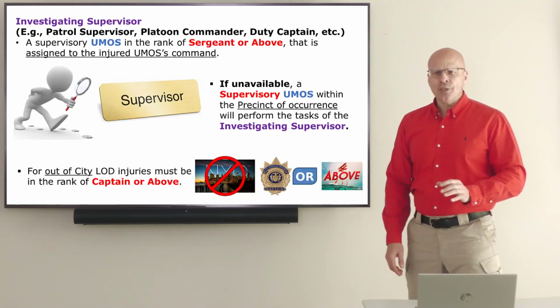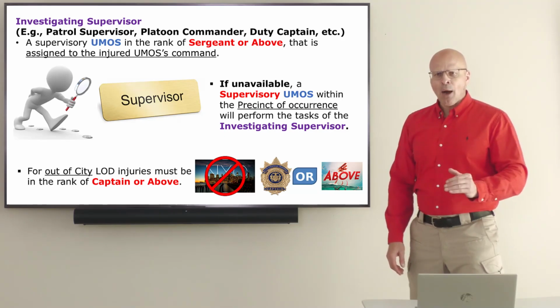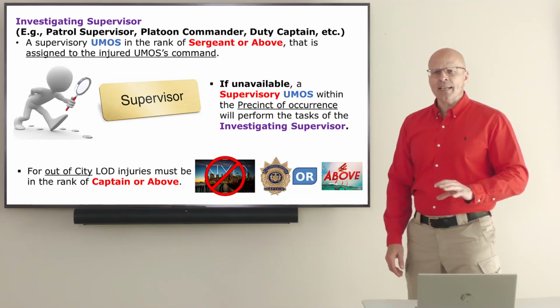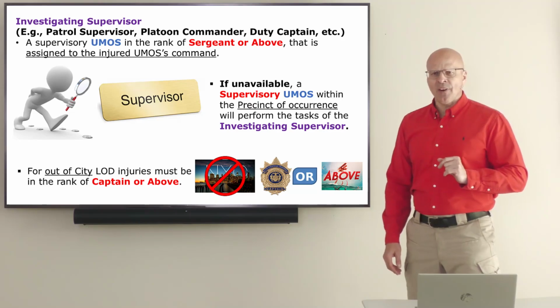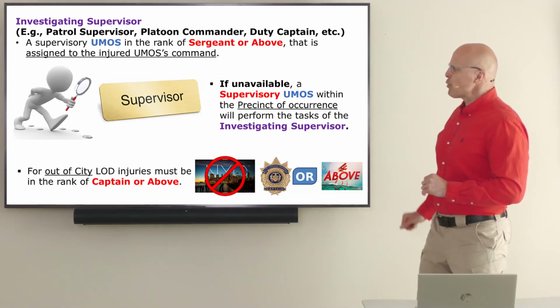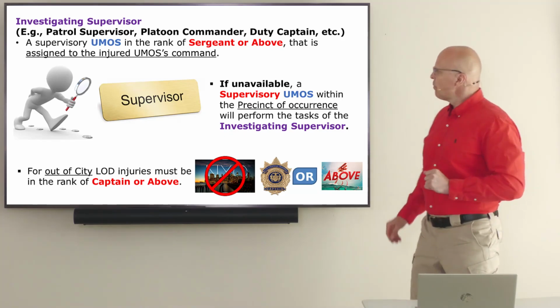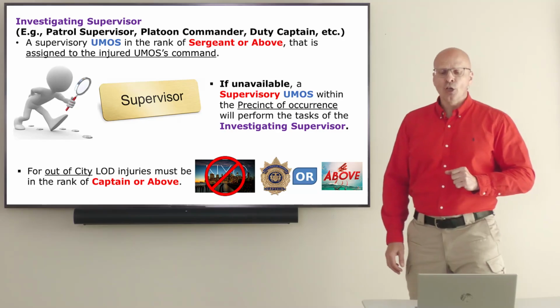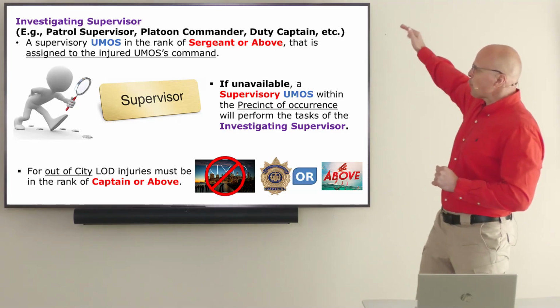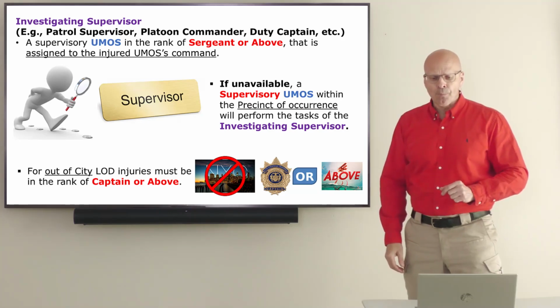We begin with the definition of the investigating supervisor. We're going to go over this now at the beginning of the procedure, and then just before we go over the duties of the investigating supervisor, I will go over this definition again. Who the investigating supervisor is: a supervisory uniformed member of the service in the rank of sergeant or above that is assigned to the injured uniformed member of service's command. It might be the patrol supervisor, platoon commander, or duty captain. Those are the examples they give you.